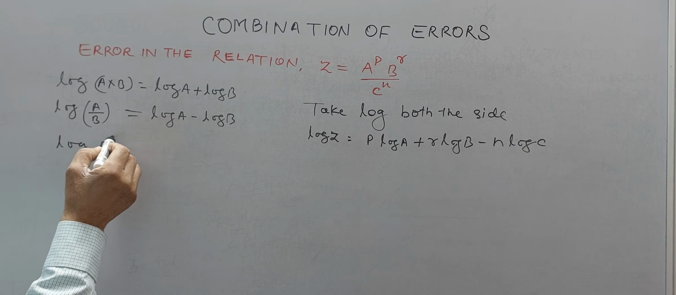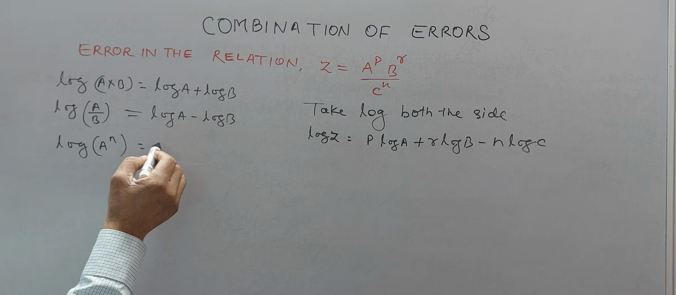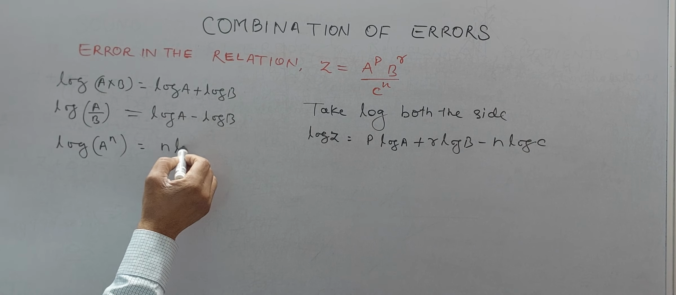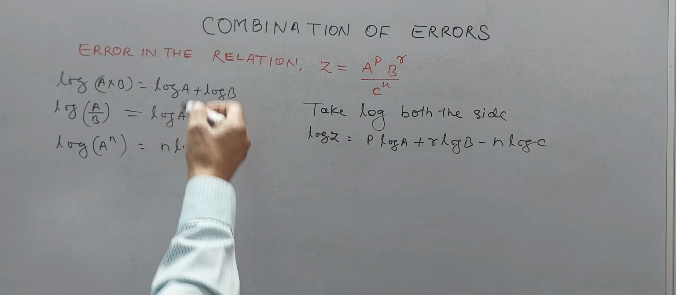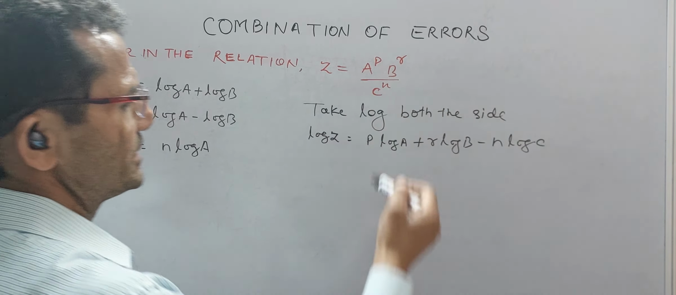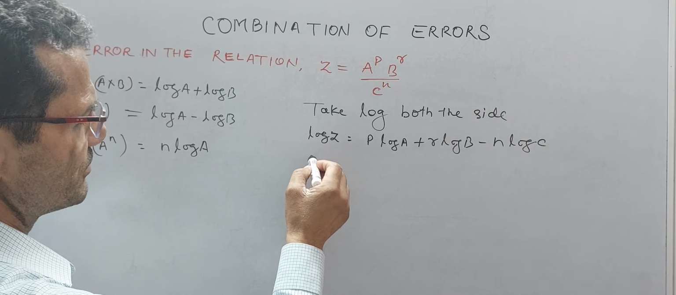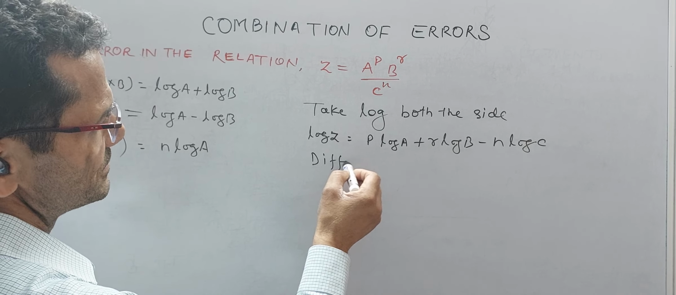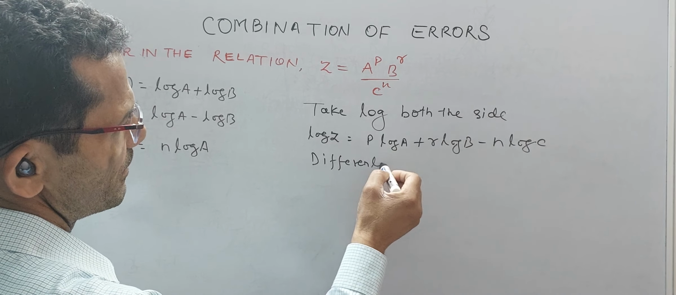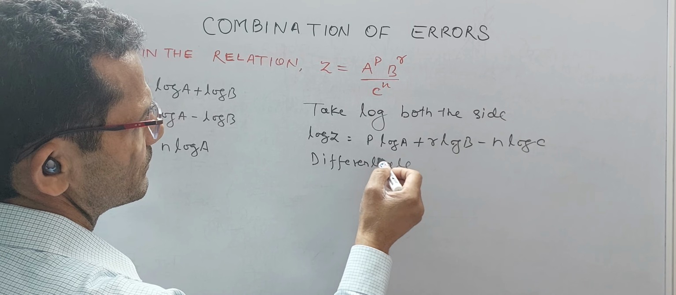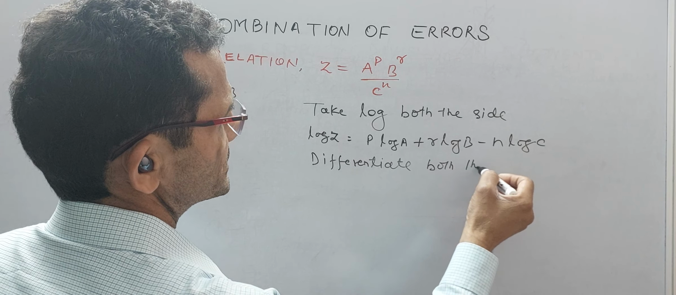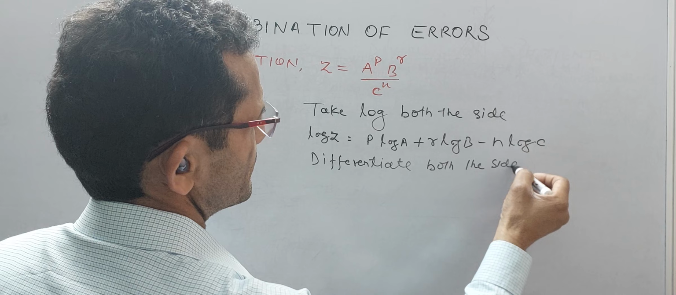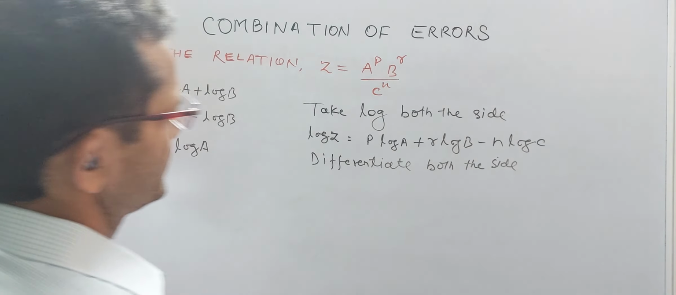Suppose a raised to the power n, its logarithm becomes n times log of a. So I have applied these three rules in that case. Now differentiate both the sides.